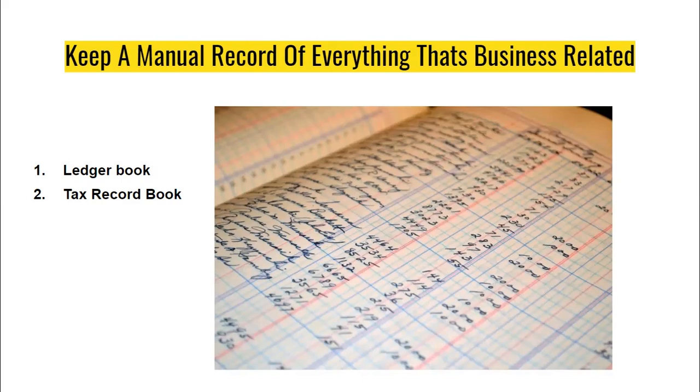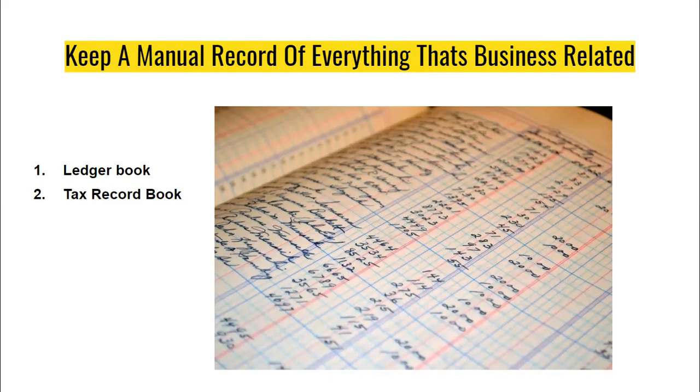Okay. So as I said before, you want to keep a manual record of everything that's business related. What you're going to do is go into Google and type in ledger book. They're either called a ledger book or a tax record book. You want to keep record of everything. So literally starting from January the 1st, if you go on a trip, you need to put down how much the flight was, how much the hotel was, your part of it.